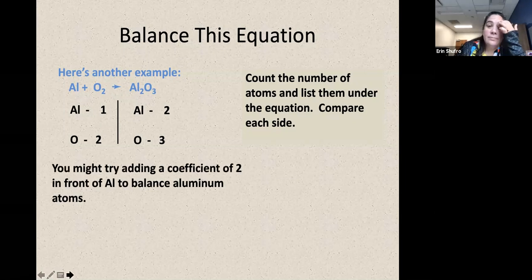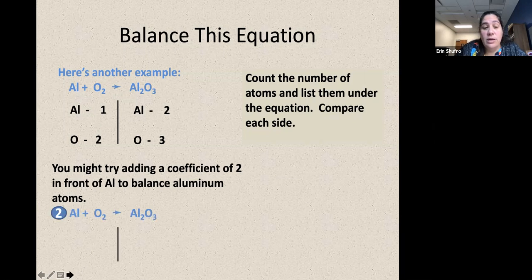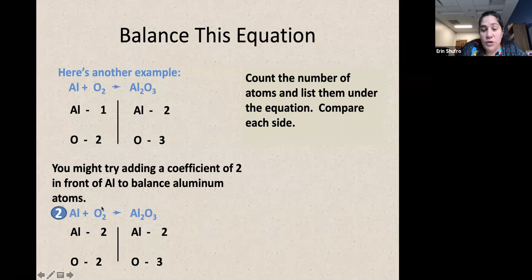Okay, let's take a look. So one of the first things we usually try is looking at that aluminum. We can see we have 1 on the left, 2 on the right. Let's try adding a 2 in front of the aluminum to balance the aluminum atoms. So now that gives me 2 aluminum. I still have 2 oxygen, 2 aluminum here, 3 oxygen here. So the only thing we changed by putting that coefficient in is just the aluminum.